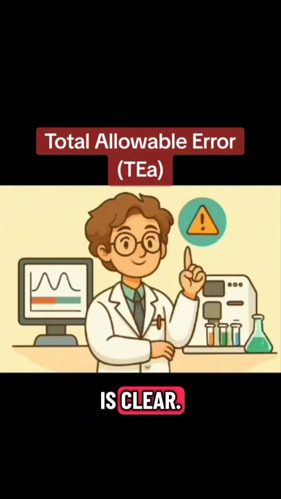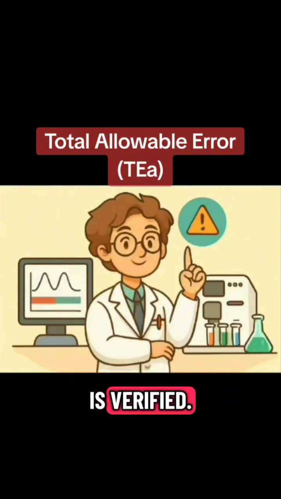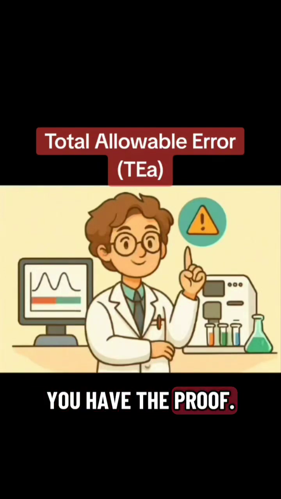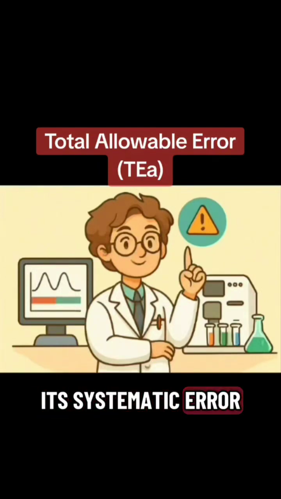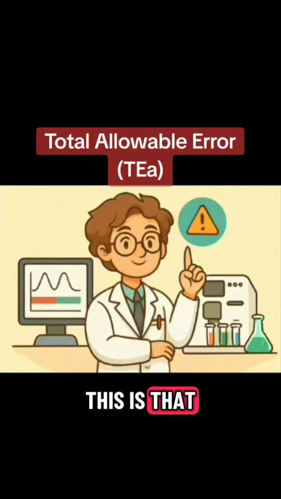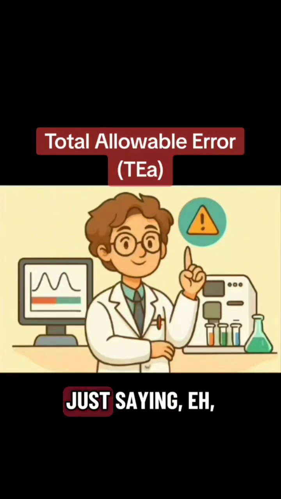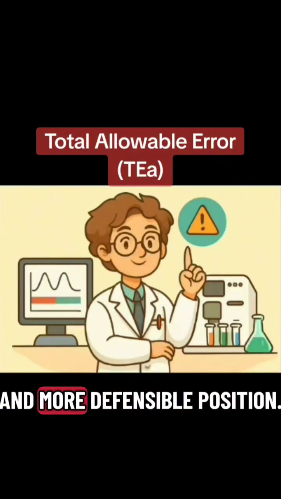And the conclusion is clear. It's acceptable. 6.92% is well within the 10% limit. So the method is verified. It's verified, and you have the proof. You've shown that the combination of its systematic error and its predicted random variation falls within a clinically safe range. The power of this is that you have quantified your risk before you release a single patient result. That's a much safer position than just saying, it seems accurate. A fundamentally safer and more defensible position, yes.